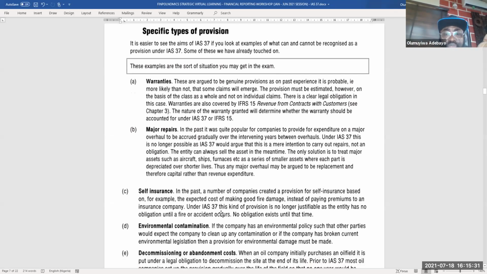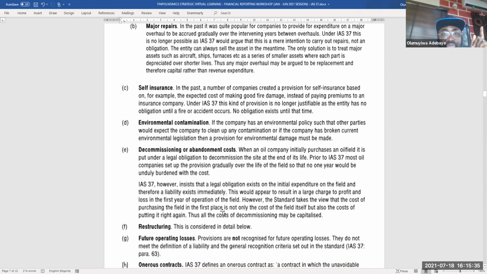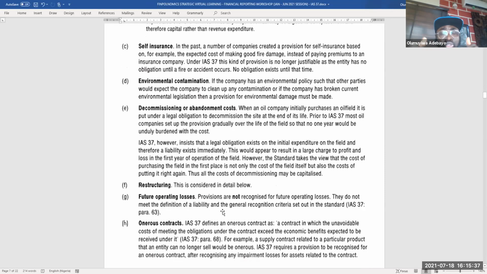Environmental contamination, you provide for it, one, if it is a legal obligation, which means if the law, regulation, or legislation requires it. For example, the issue we have with oil and gas companies in exploration and production, where there are environmental degradation through spillage and others. Legal obligation will make you provide.